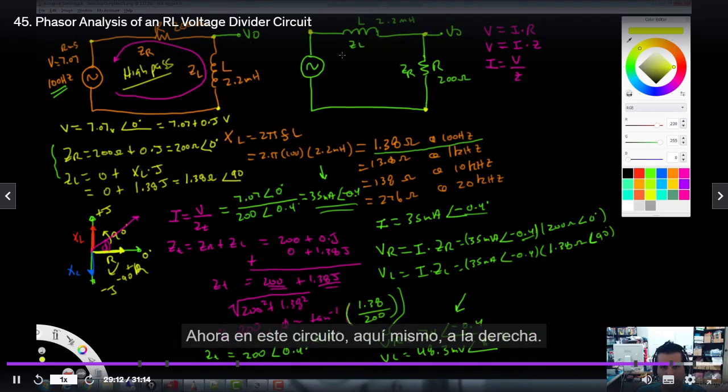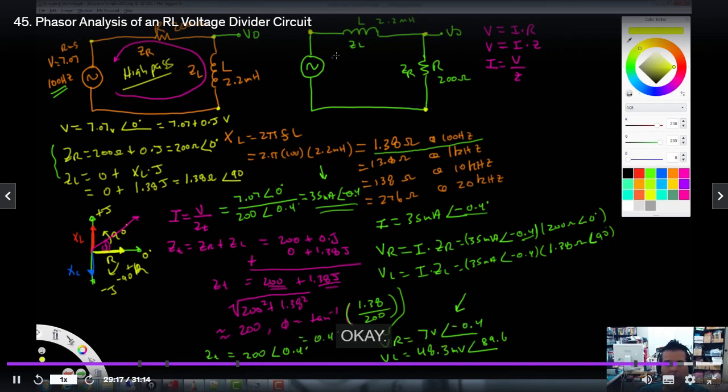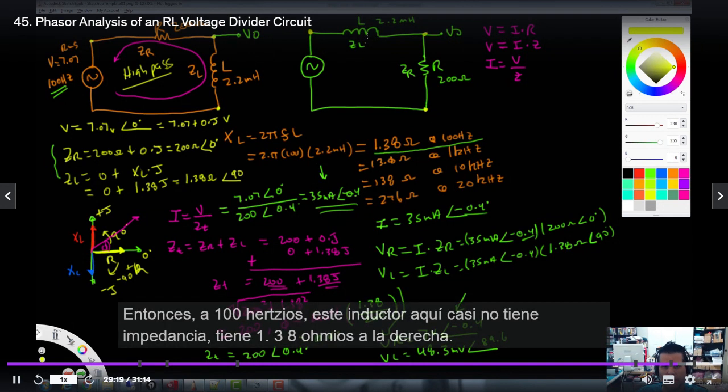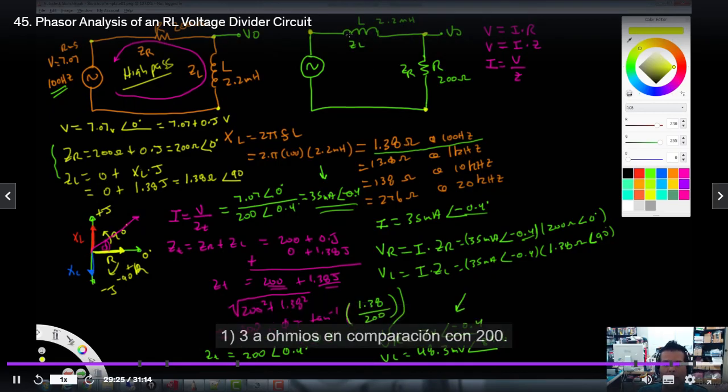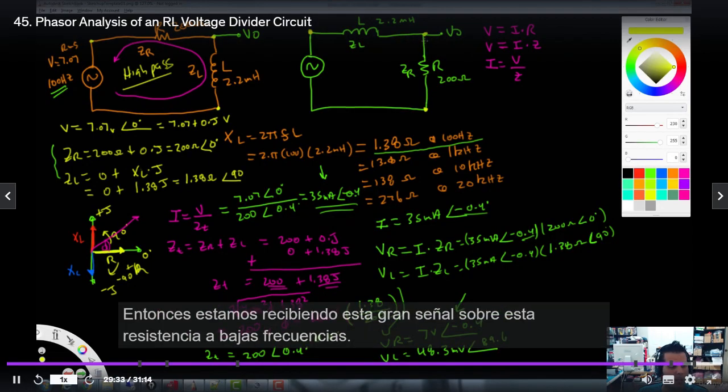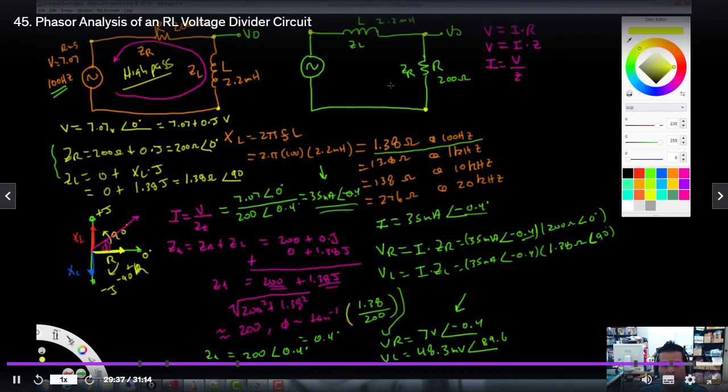Now, on the circuit on the right, let's do the same analysis. At 100 hertz, this inductor has almost no impedance. It's got 1.38 ohms. Compared to this 200, it's less than 1%. So the resistor drops all of the voltage. So we're getting this big signal over this resistor at low frequencies.